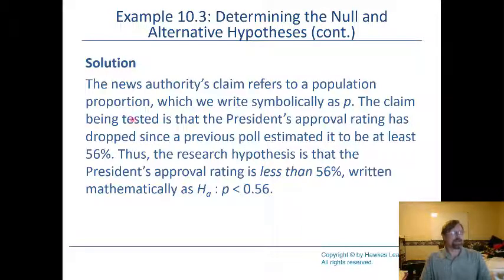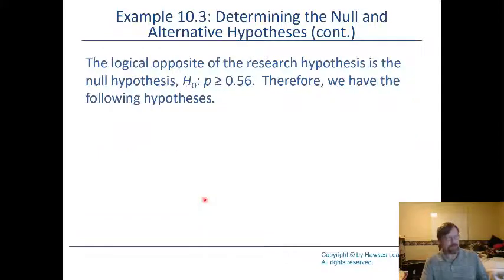All right, so we're after a population proportion, right? The percentage of the population that feels a certain way is a proportion. The claim being tested is that the approval rating has dropped since the poll that gave 56%. So that is that the proportion that approves of the president's job is less than 56% or 0.56. That is our alternative or research hypothesis. So the logical opposite is that it is greater than or equal to 56%.